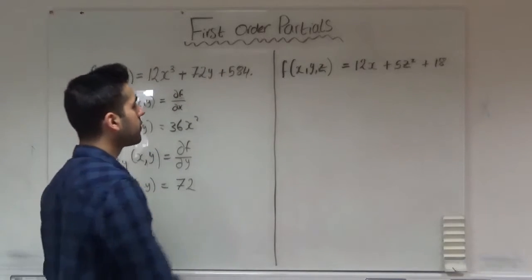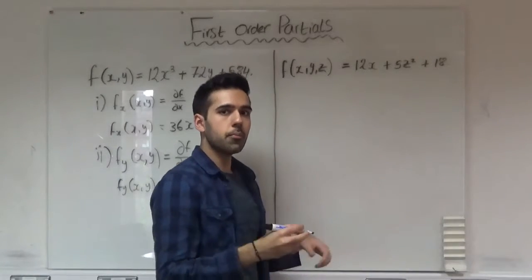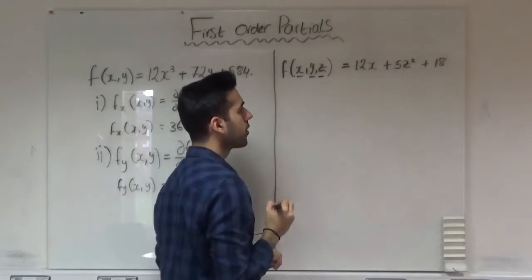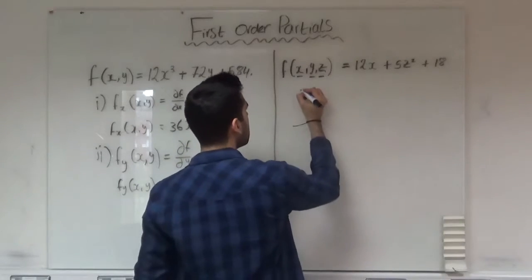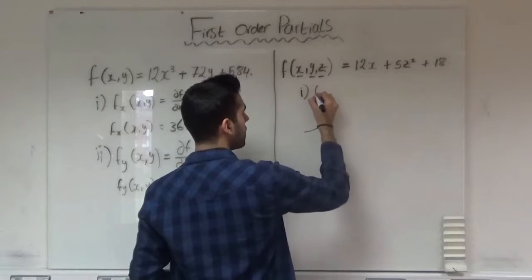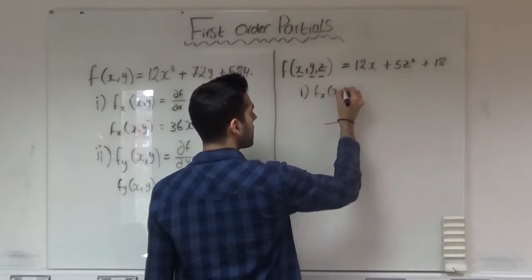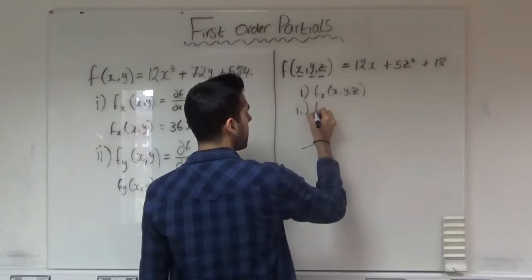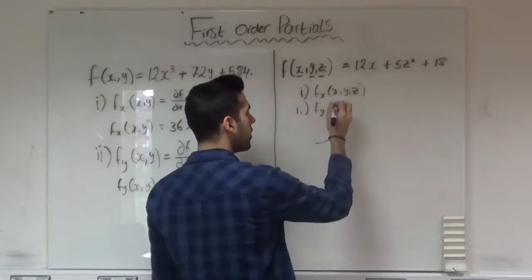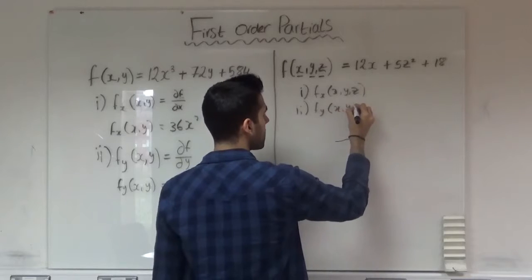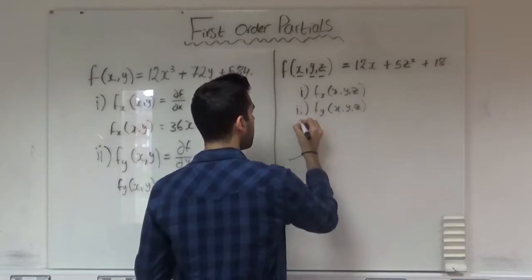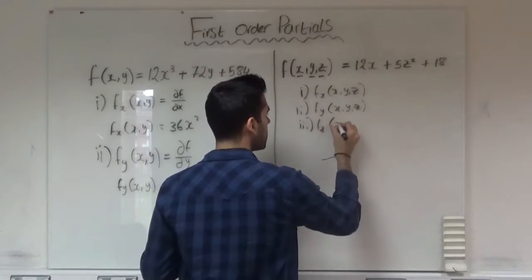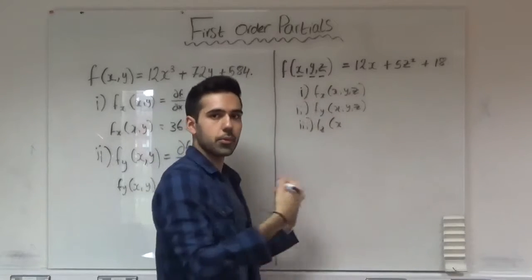Now, we can also have first order partials with more than two variables. So in this case we have 1, 2, 3 variables. And a question might ask you to say, find the partial with respect to x of the given function. And then the second part, find the partial with respect to y of the given function. And then lastly, find the partial with respect to z. So we're actually differentiating all the variables that we have.